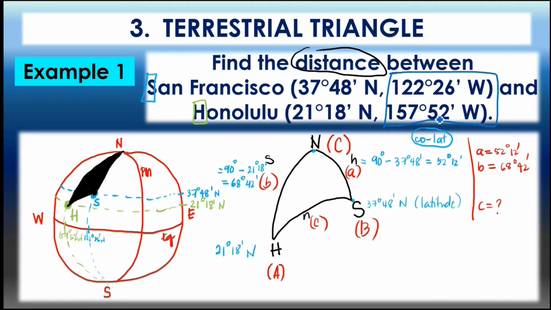So if we make use of the two longitudes here, what we can solve is the angle on n, which is considered to be the difference in longitude, if you can remember. So to solve for the difference in longitude, remember that the two longitudes are both on the west. So we're just going to subtract the smaller from the bigger. We have 157 degrees, 52 minutes minus 122 degrees, 26 minutes.